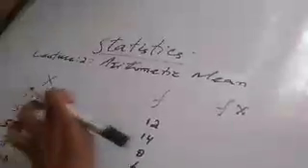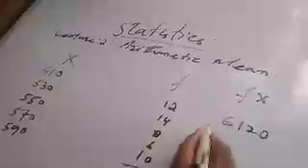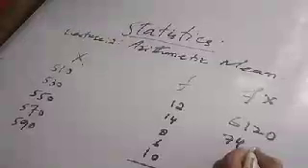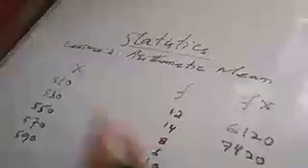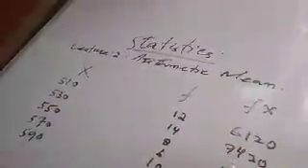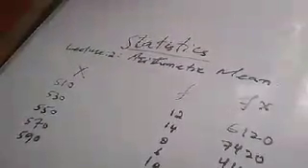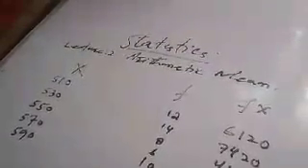So here we find the fx column. 510 into 12, that will be 6120. 530 into 14, you will get 7420. 550 into 8, you will get 4400. 570 into 6, you will get 3420. And last 590 into 10, that is 5900.